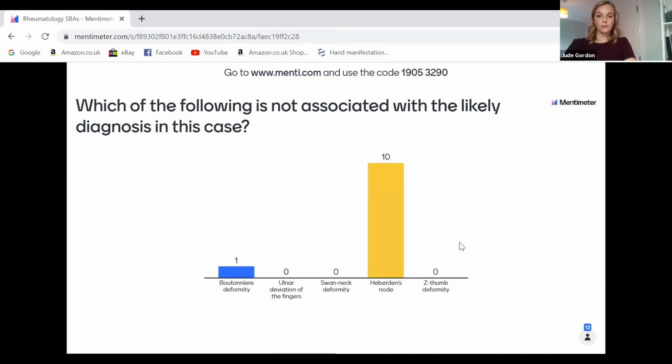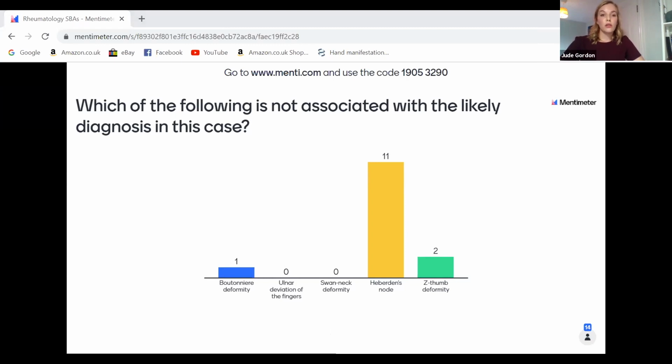So, perfect. Okay, good. That one must have been too easy. So the odd one out there is a Heberden's node. The likely or suspected diagnosis here is rheumatoid arthritis, and all of the others are deformities that are linked with that. Heberden's nodes are small bony growths on the distal interphalangeal joints of the hand, and they are associated with osteoarthritis. So that's the odd one out there.